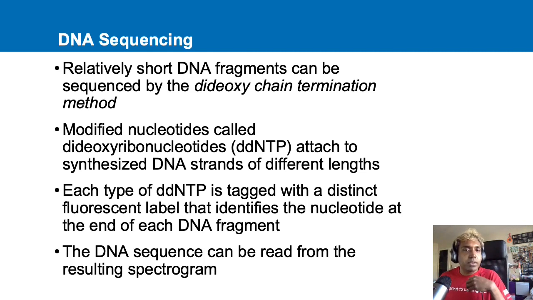So modified nucleotides called ddNTPs, or dideoxyribonucleotides, attach to synthesized DNA strands of different lengths, and this will then allow you to separate them out to then detect what each of these nucleotides are. Each type of ddNTP is tagged with a distinct fluorescent label for A, T, G, and C. So the dideoxy N itself could be either A, T, G, or C to identify the nucleotides at the end of the DNA fragment. The DNA sequence can then be read from a resulting spectrogram, or sometimes also known as a chromatogram.